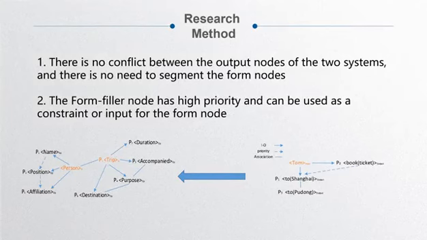We first analyze the purpose system of the two. We find that there is no conflict between the output nodes of the two systems, and there is no need to segment the form node. And the form filler node has high priority and can be used as constraint or input for the form node.